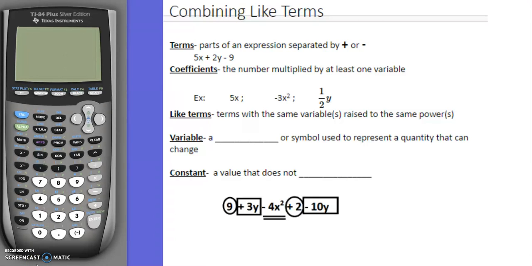Okay, combining like terms. Terms are parts of an expression separated by an addition or a subtraction sign. For example, we have 5x plus 2y minus 9. There are three terms in this expression.